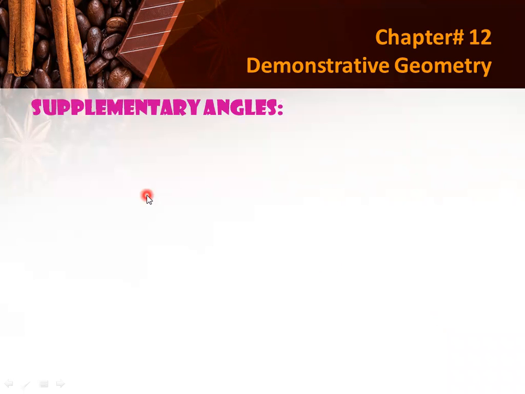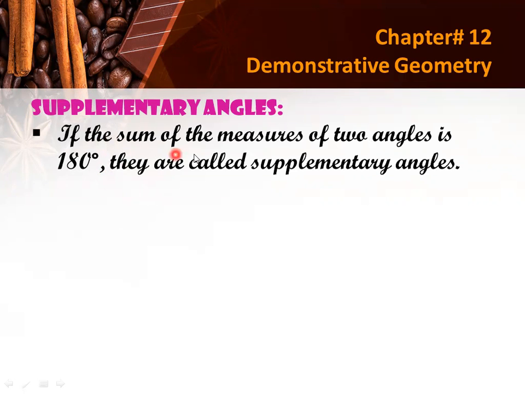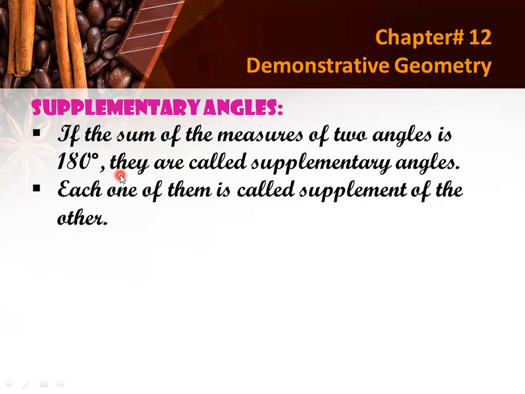Now, the next one is supplementary angles. What are supplementary angles? If the sum of the measures of two angles is 180 degrees, if you have any two angles whose sum is equal to 180 degrees, they are called supplementary angles. Each one of them is called the supplement of the other.